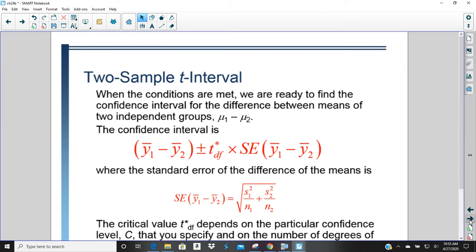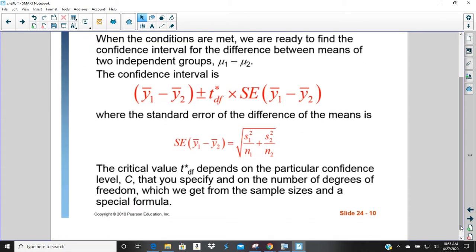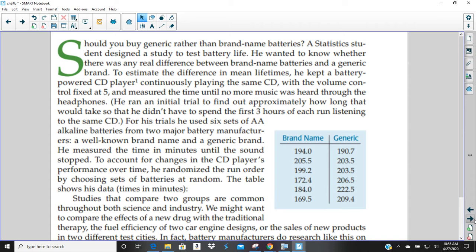Remember, the standard error is going to be the square root of the standard deviation squared over n plus the other standard deviation squared over the other n. Okay. So let us see our example.